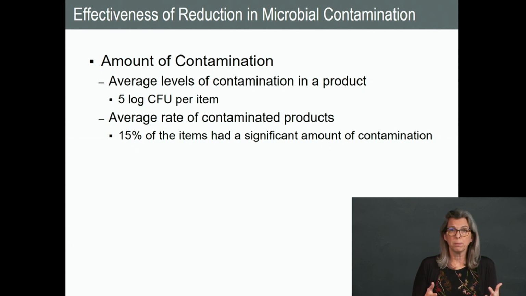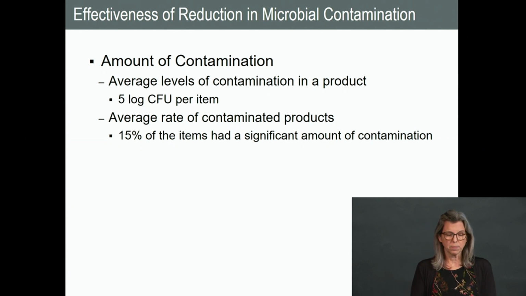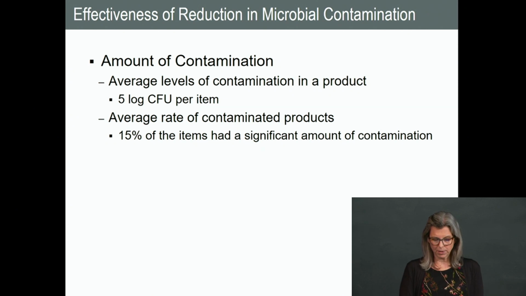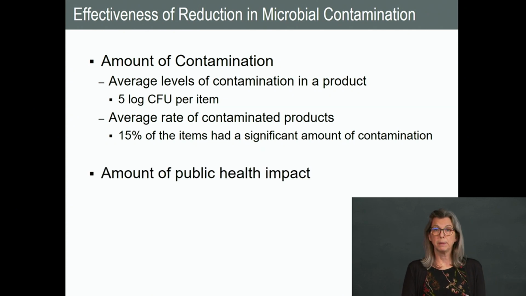So that's one perfectly reasonable way to express a reduction in microbial contamination. But those are about the hazard. Remember, we talked about hazard versus risk. So those really are about the amount of hazard that exists on the product. But what if we want to talk more about a risk-based kind of metric? Well, then you might talk about the public health impact, and this starts getting into people that are affected.